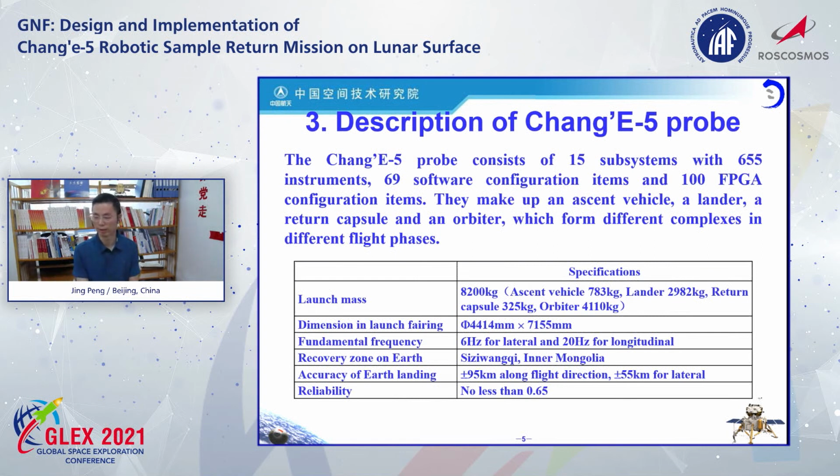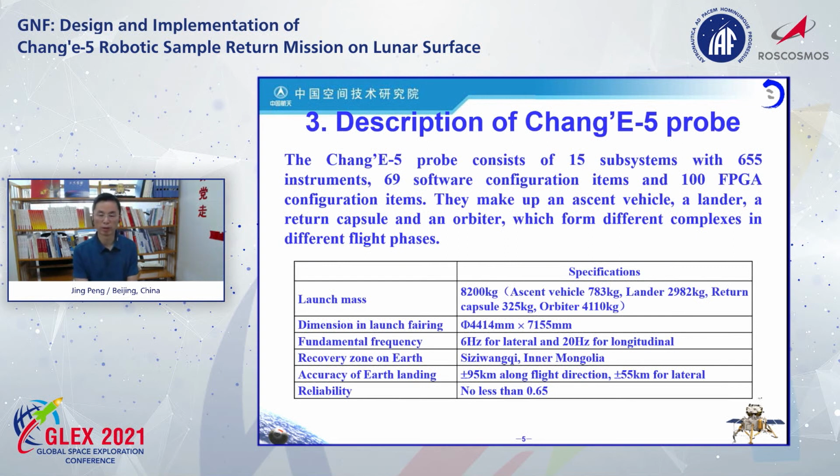Here, I'd like to show some detailed information about the Chang'e-5 probe. The Chang'e-5 probe consists of 15 subsystems with 655 instruments, 69 software configuration items, and 100 FPGA configuration items. They make up an ascent vehicle, a lander, a return capsule, and an orbiter, which form different complexes in different flight phases. The launch mass of the probe is 8,200 kilograms.